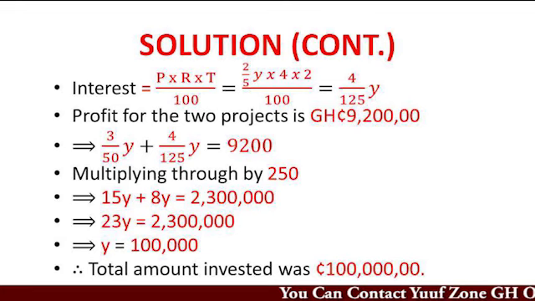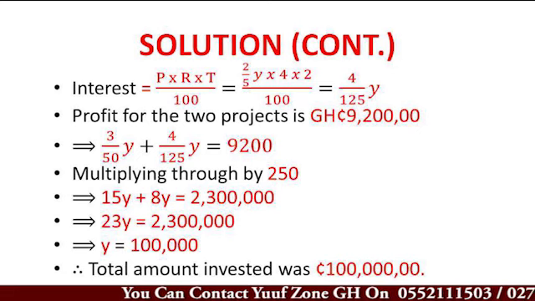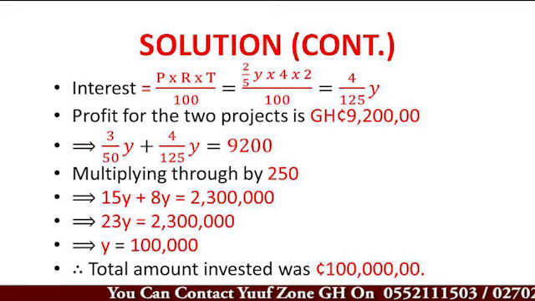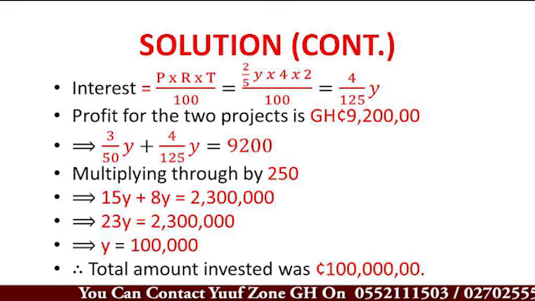Now look at this. We are using 250 to multiply 3 over 50y. So how many times will 50 go into 250? That is what you'll be looking at. 50 will go into 250 5 times. So when you use the 5 to multiply 3, you get 15. Then you add your y to it, because we already know that the y is the amount of money the man invested into the business. So 5 times 3 will give you 15, then the y. So you'll be getting 15y.